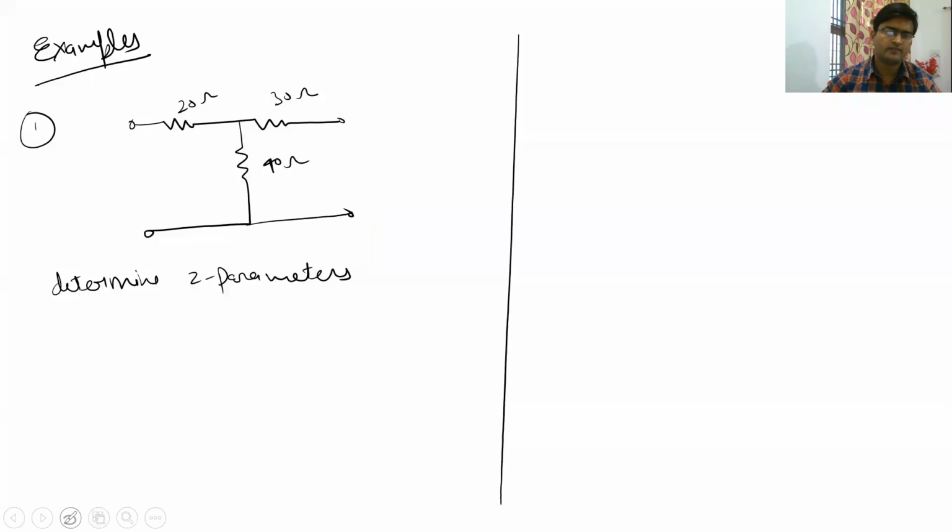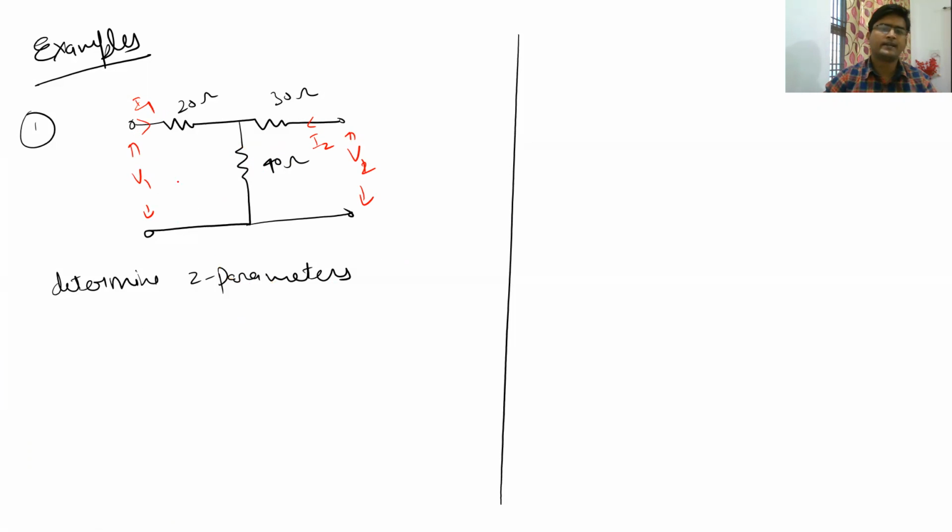So let us do the first example. You can see a simple T network and you have to find the Z parameter. Either you can directly use the formula that we have discussed earlier, or you can just apply KVL equation. So let me call this V1. If you don't remember the formula, it doesn't matter. You just have to remember the concept.